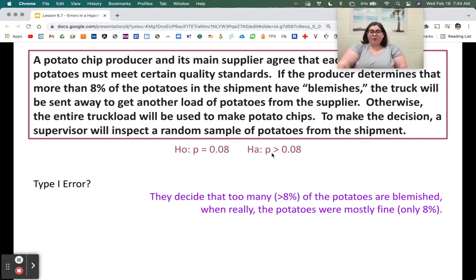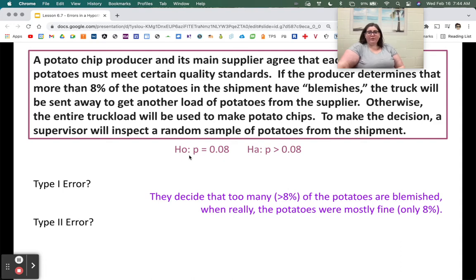But really, the null was true, and really only 8% were blemished. Most of them were fine. So we thought it was more than 8%, so we said, let's send these potatoes back to the supplier. They're no good. I don't want them. But actually, they were mostly fine, and we could have used them, right?